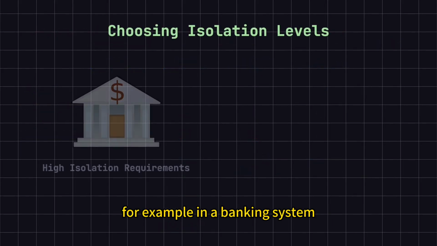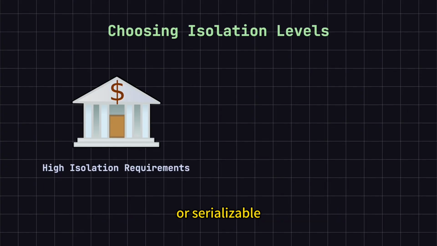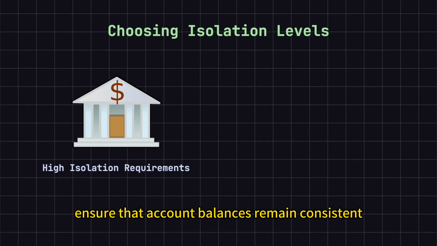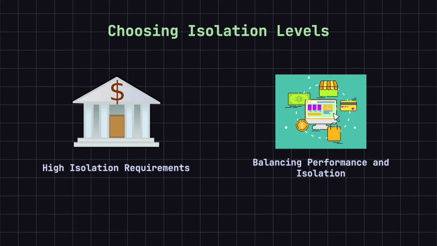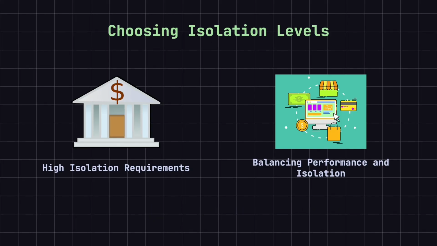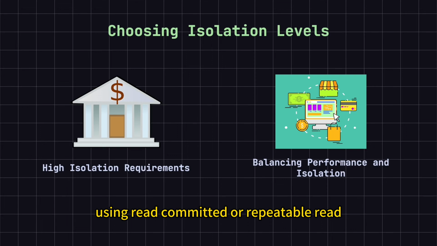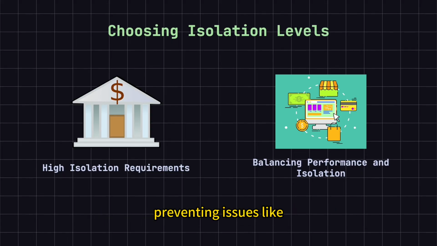For example, in a banking system, higher isolation levels like repeatable read or serializable are often required to ensure that account balances remain consistent during money transfers. In an e-commerce system, where multiple customers might place orders for the same product at the same time, using read committed or repeatable read along with optimistic locking mechanisms in the application layer can help balance performance and isolation, preventing issues like overselling or inconsistent data.